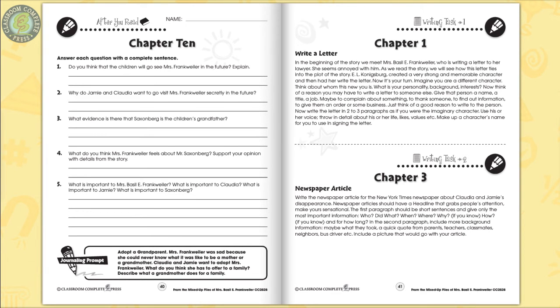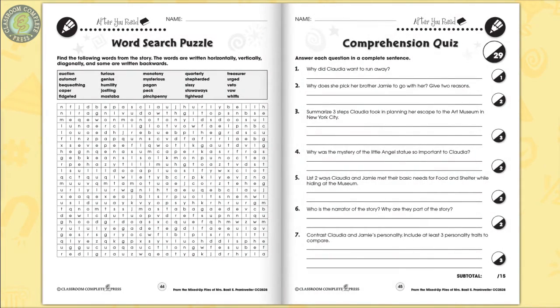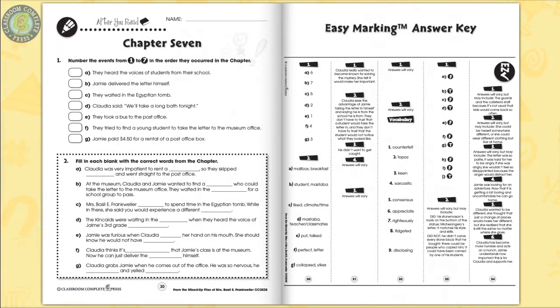Supplement an existing unit with in-depth writing tasks, such as inventing a character and writing a letter similar to what Mrs. Frankweiler does at the beginning of the novel. A word search puzzle and comprehension quiz ends the unit. The easy marking answer key works by lining up perfectly with the matching question pages.